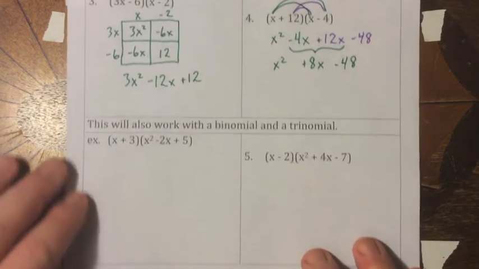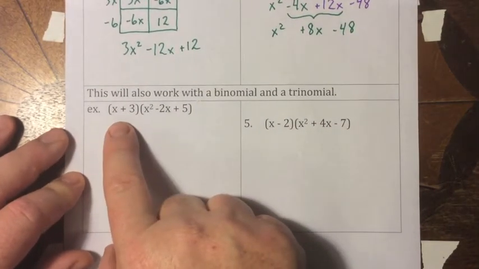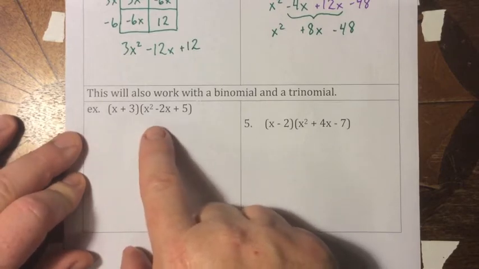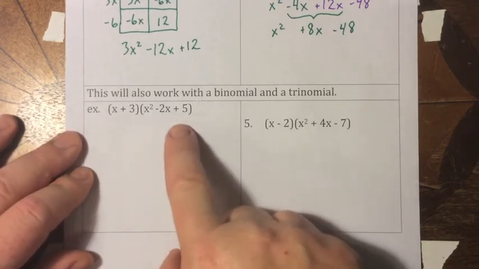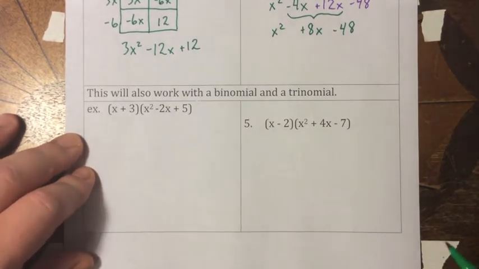So I'm going to go ahead and move down here and show you how this can work, where I'm multiplying a binomial, that just means 2 terms, times a trinomial. This is not going to end up with a quadratic, rather it's going to end up with a cubic. And I will go ahead and show you this method here.